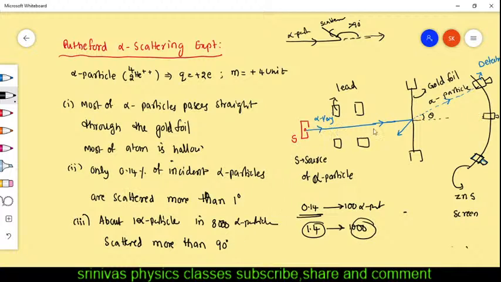If 8,000 alpha particles are incident on the gold foil, only one alpha particle scatters with an angle more than 90 degrees. One in 1,000 scatters more than 1 degree, and one in 8,000 scatters more than 90 degrees. And based on these points, they concluded something.